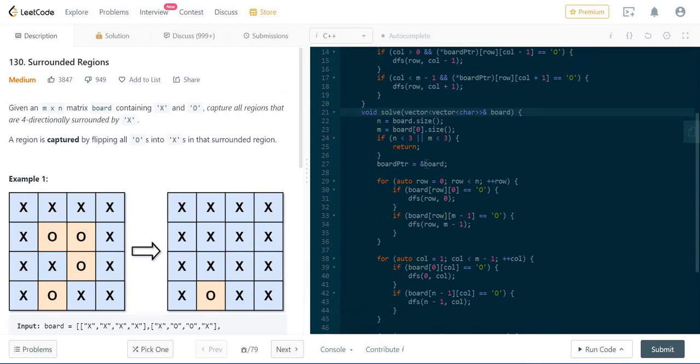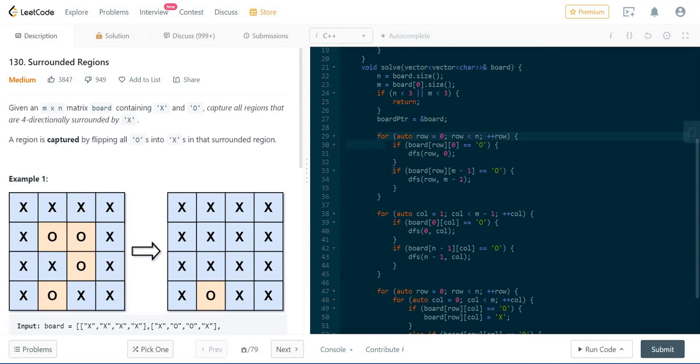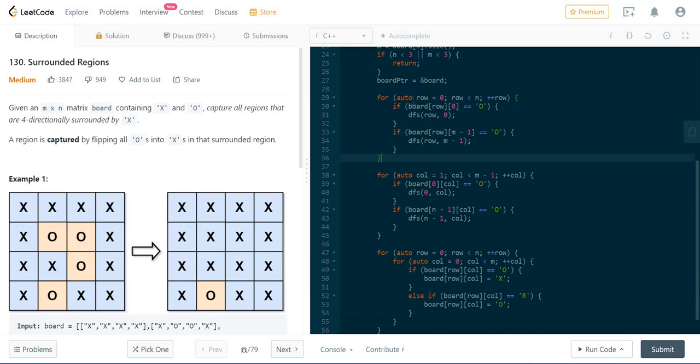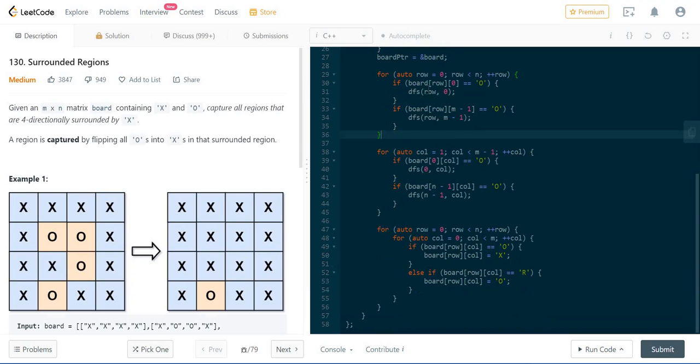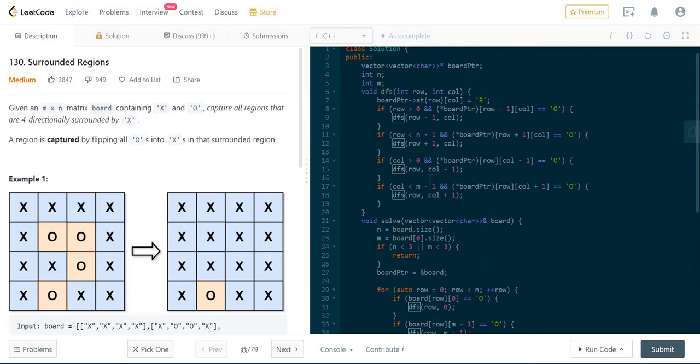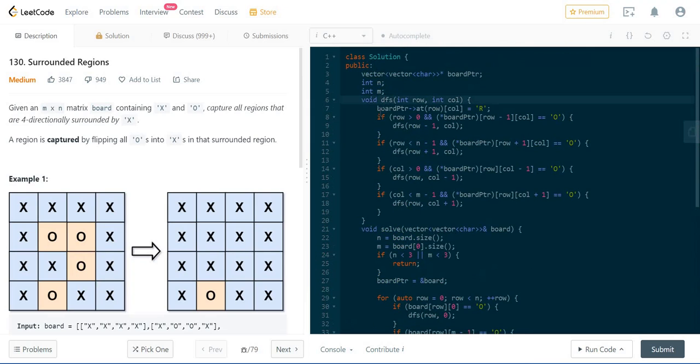Here we store the address of our board in it, and then we are traversing over the rows and columns. Then we are just checking if a particular node is O, then we are calling our DFS function. You can see these 4 calls. Let's go to our DFS function. The DFS function is here.